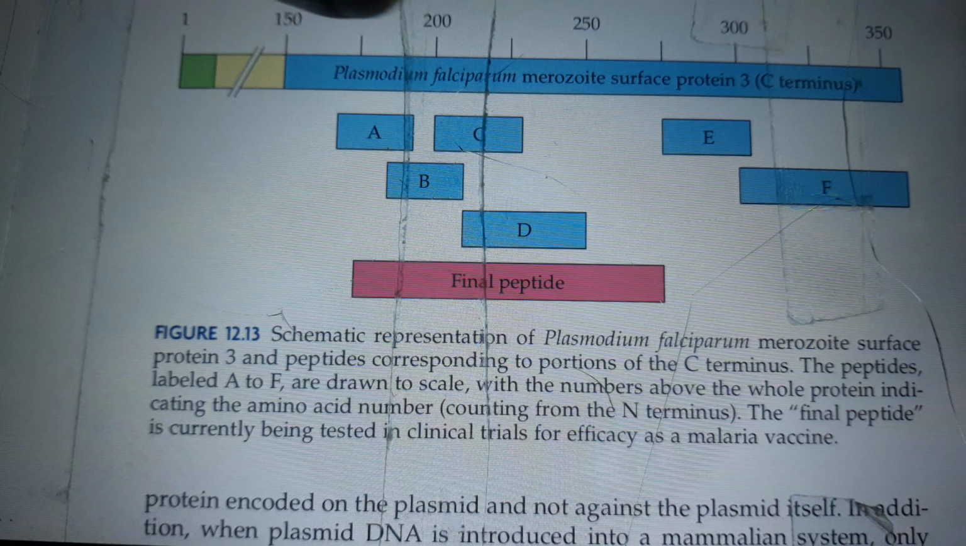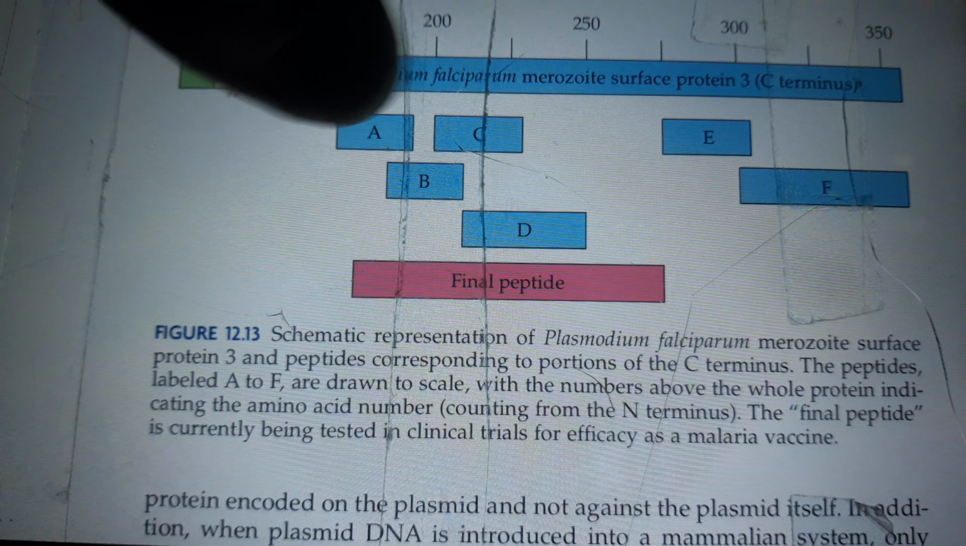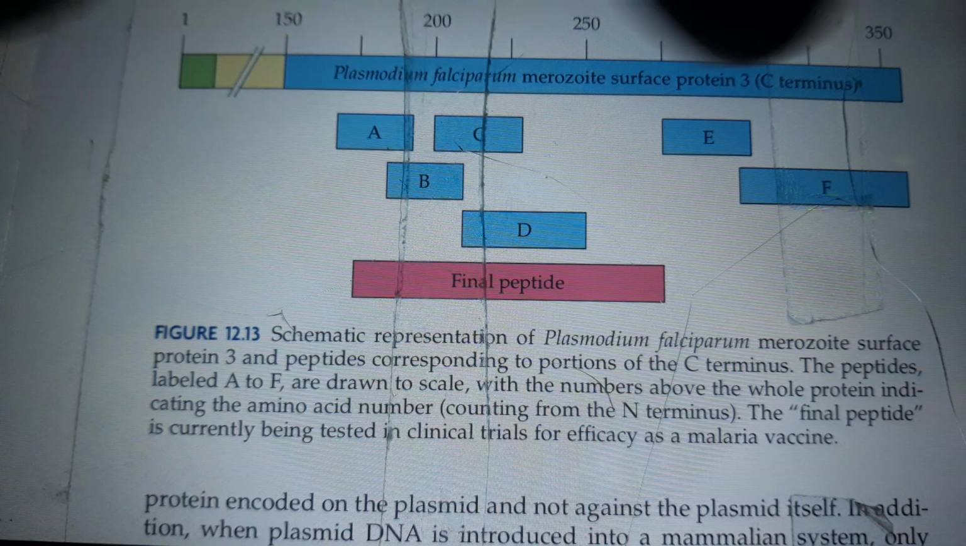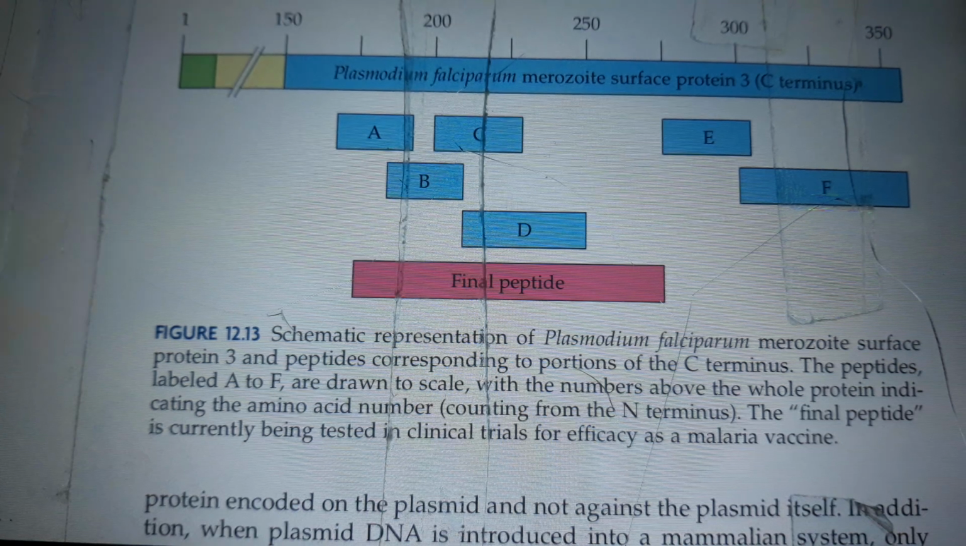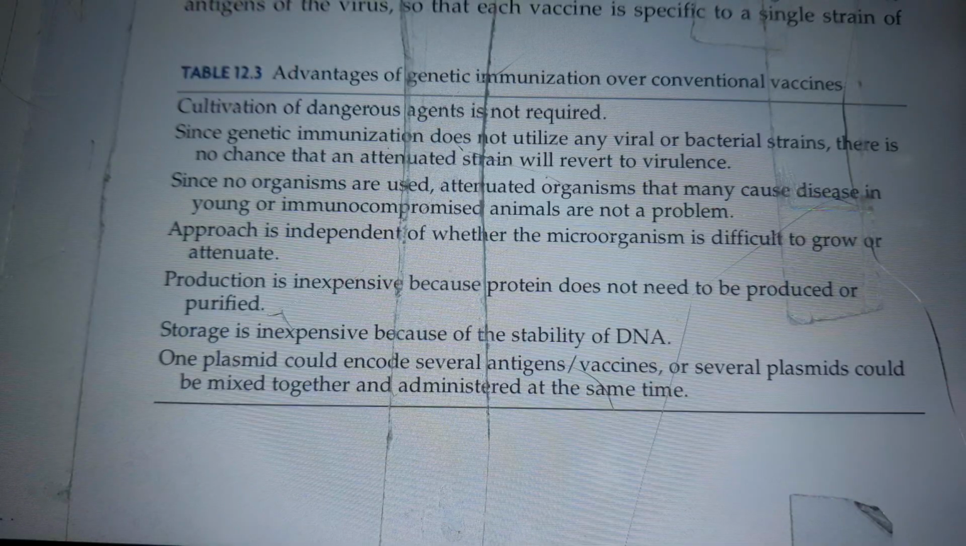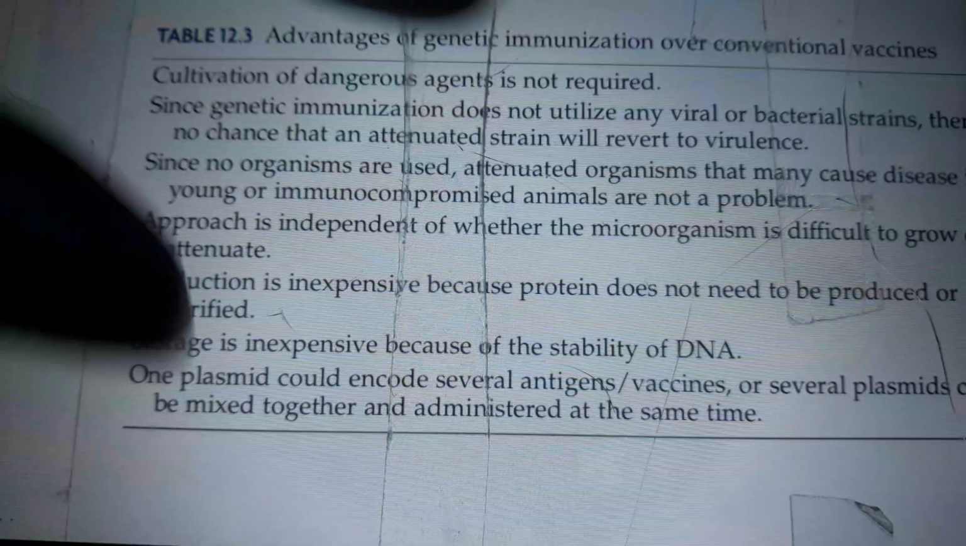Right. So this is a Plasmodium falciparum merozoite surface protein 3 C terminus, peptides A, B, C, D, E, F, and the final peptide, right? The next is table 12.3, advantages of genetic immunization over conventional vaccines. Cultivation of dangerous agents is not required.